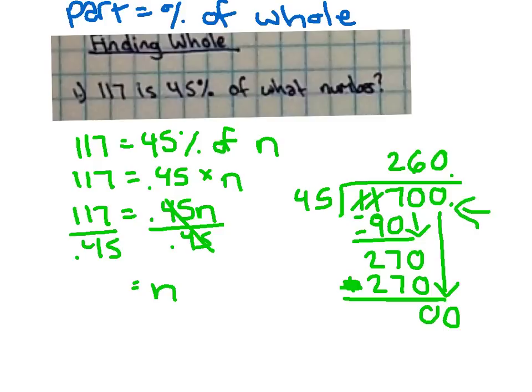So n is equal to 260, which makes sense because 117 is 45%, and 45% is about half. So this is about half. So 117 is about half of what number? And 117 is close to half of 260. If you need to, go ahead and copy down the work. Pause the video now.